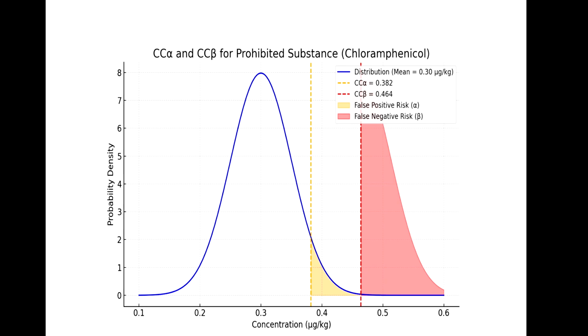Here is the relation between probability density and concentration, the probability distribution and concentration, here 0.3 microgram per kilogram for chloramphenicol. And when you add CC alpha, as I said 0.382, the compound is present. You are confident that the compound is present, but the sample can be compliant or not. But at 0.464, CC beta, you are 95% confident that the compound is there and the sample is non-compliant, higher than this limit.